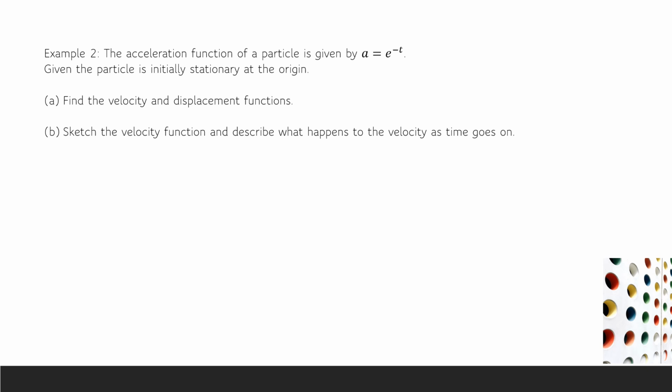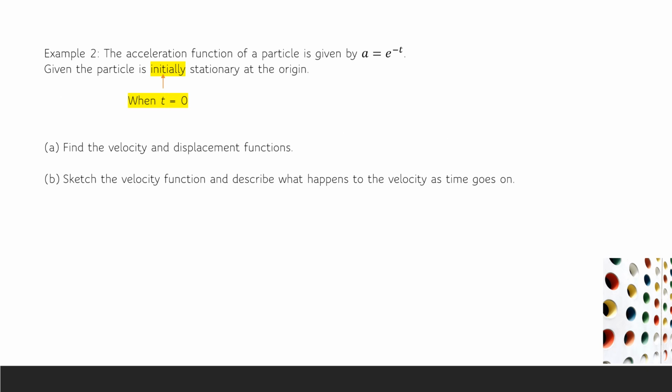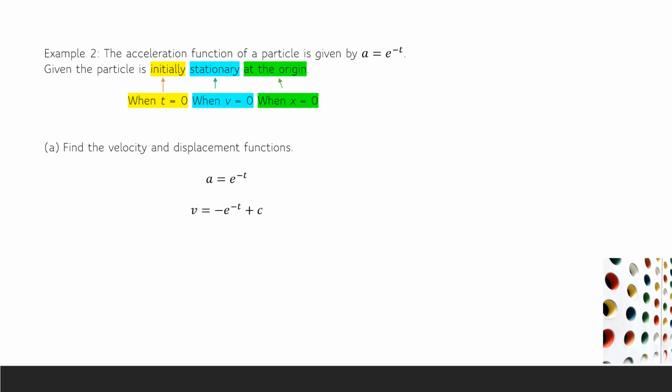Here's our second example using exponentials. You're given the acceleration is a equals e to the minus t, and you're given that the particle is initially stationary at the origin. So there are 3 lots of information in those words. Initially, stationary, at the origin. Initially, t equals 0, stationary, v equals 0, origin, x equals 0.